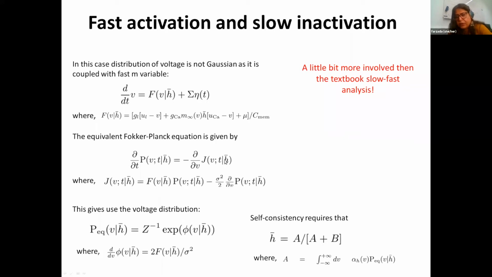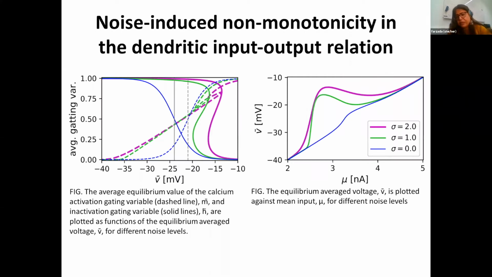Here there is no inhomogeneity and no boundary conditions that need to be particularly treated. Everything is simple. You can solve for the equilibrium of this Fokker-Planck equation: you just set the derivative with respect to time to zero and solve, and you get the equilibrium distribution P equilibrium. Having the voltage distribution, here numerically, you can integrate across the opening and closing variables and calculate H bar. This is exactly what we have done, and then we do exactly the same thing as before.